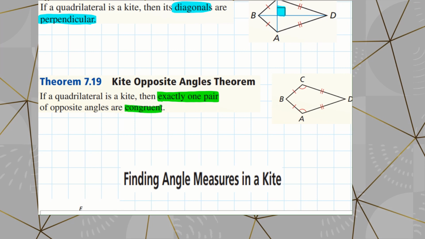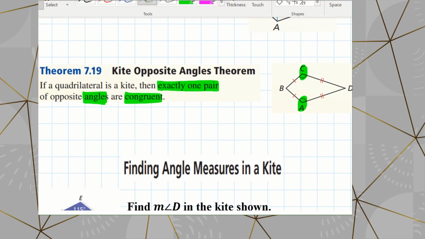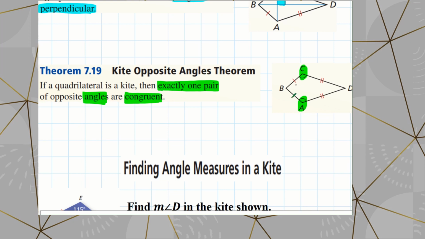And then the other theorem that we're going to be able to use is that there is exactly one pair of opposite angles that are going to be congruent. I'm going to go ahead and highlight in this example which angles are congruent. The angles that are going to be congruent are the ones in between the two pairs of sides that are congruent.